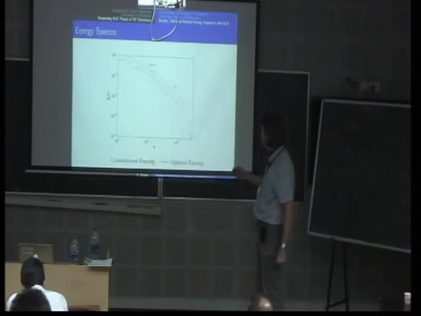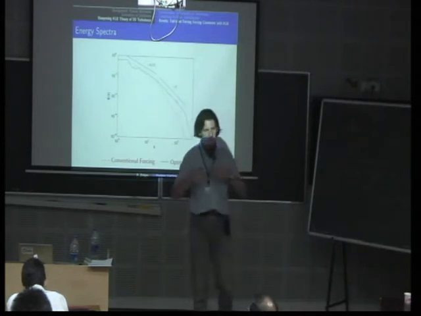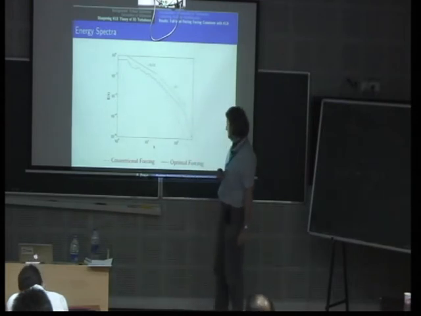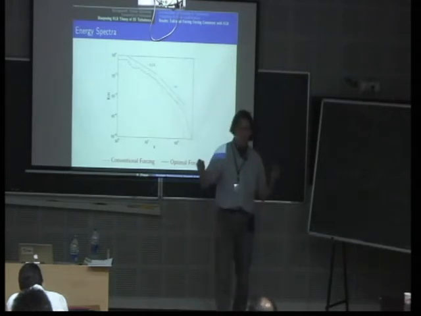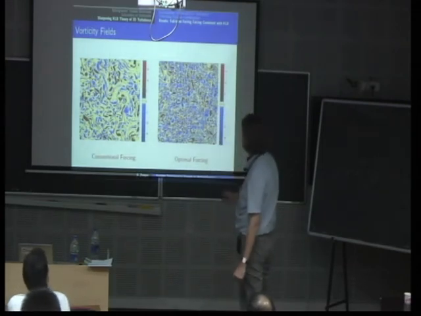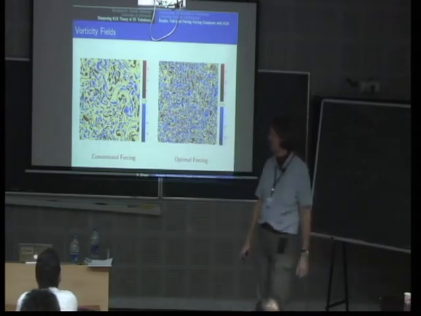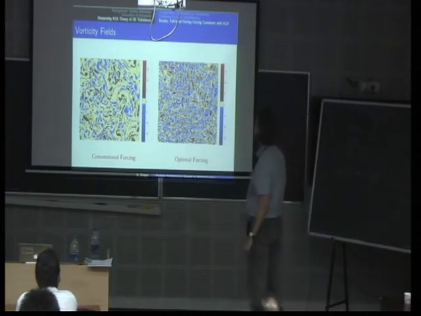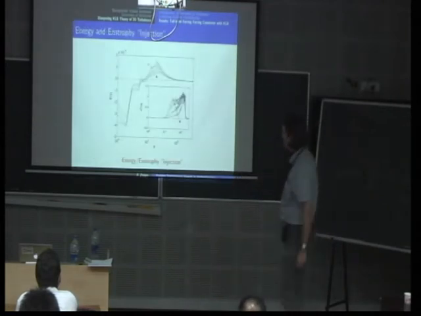But what is interesting is actually shown here. While conventional, meaning just random, forcing gives rise to this rather steep slope, the optimal forcing will give a slope of minus 3, which is precisely what we asked for. Okay? And this is the vorticity field corresponding to the conventional forcing, and that's the vorticity field corresponding to the optimal forcing. And we see that it exhibits a rather different structure featuring really small-scale features.